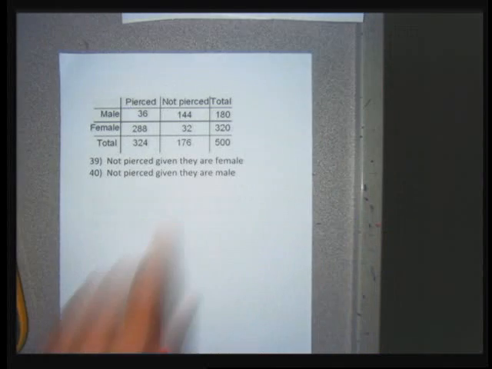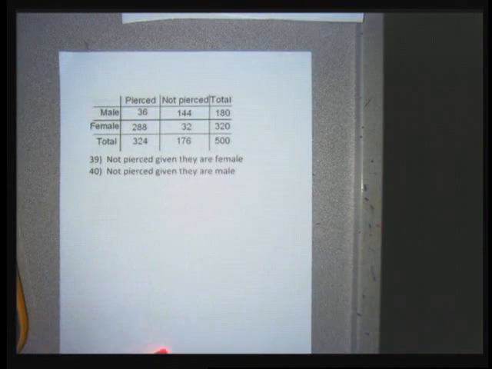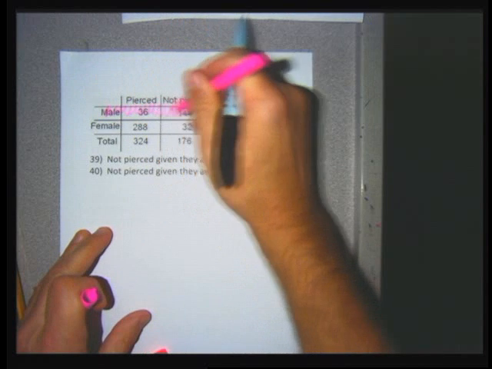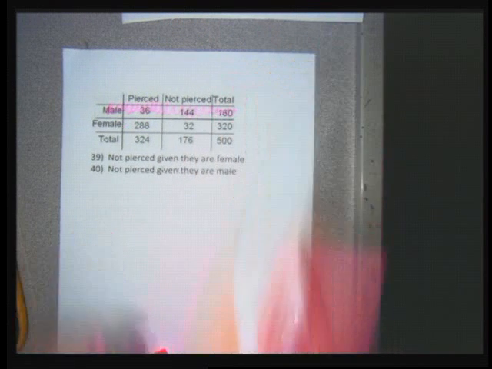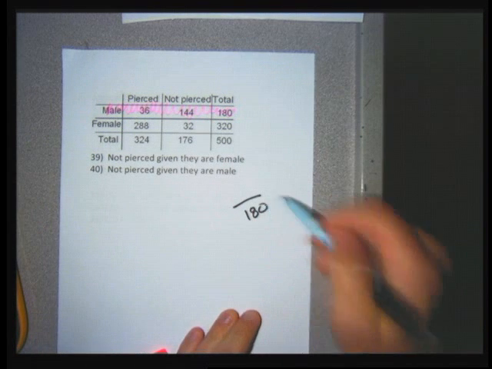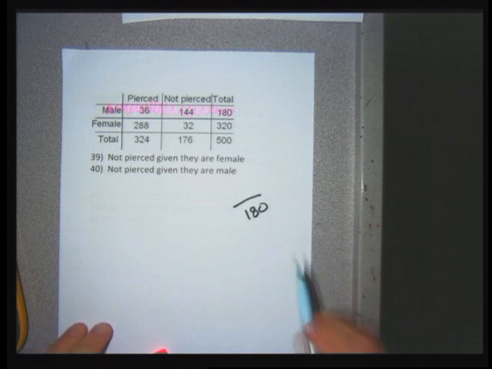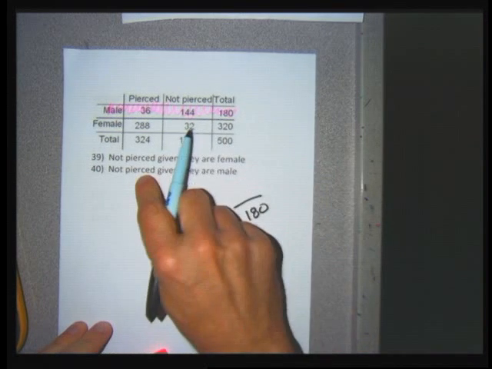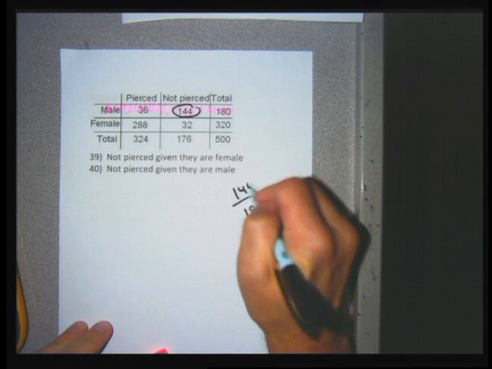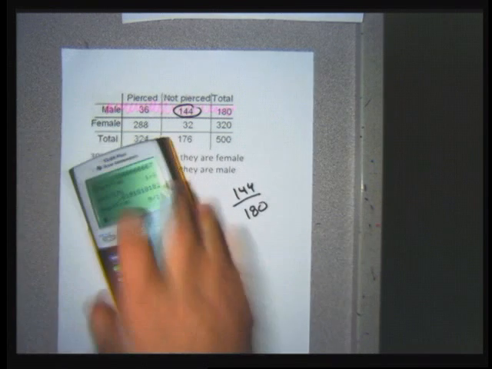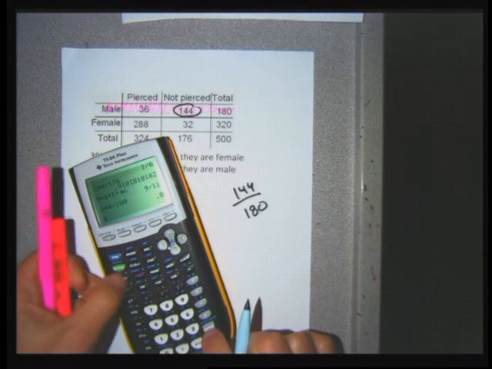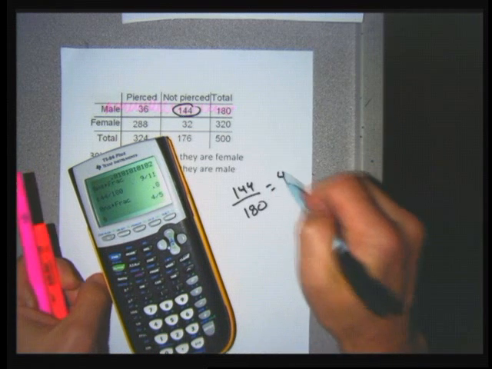For 40, it's given that they were male. So I'm going to go to the male row and only focus on it. The total in that row is 180, so my fraction is going to have a denominator of 180. And my numerator needs to be the number that were not pierced. For not pierced, it's going to be 144. So I'm going to get 144 over 180. And that's 4 over 5.